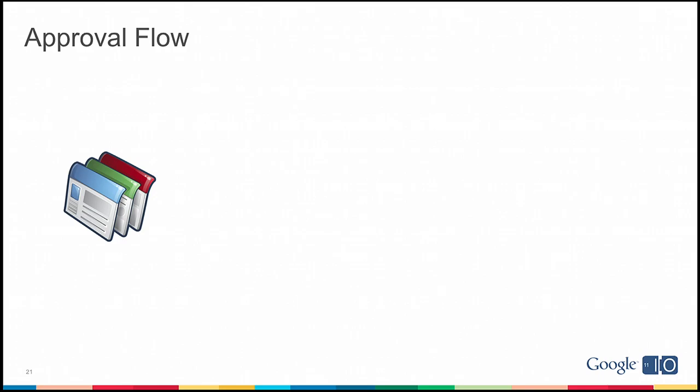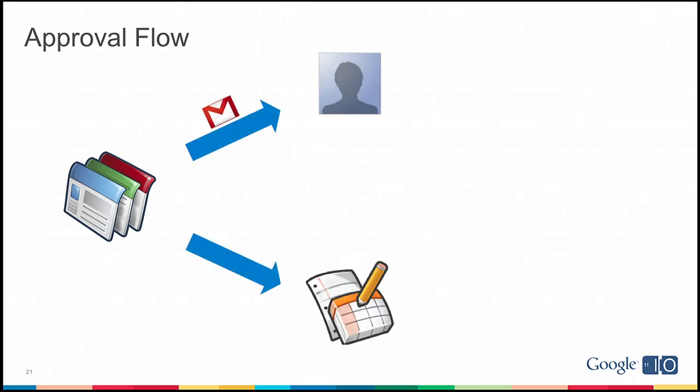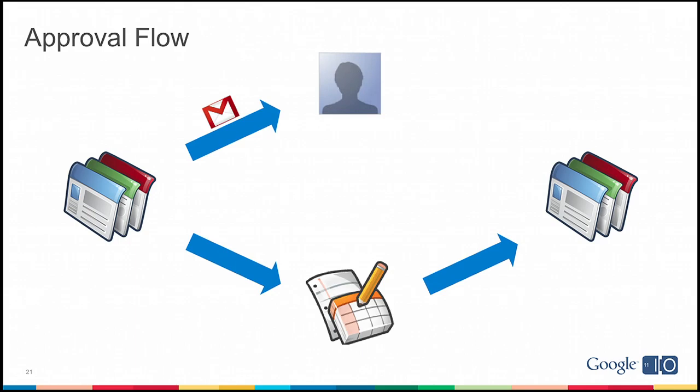So here's the approval flow that I've shown you so far. In the first step, the user goes to the site, either types or pastes their document into the form that we created. When they submit that document, it will send an email to the approver, and it will also send that document to our spreadsheet. From the spreadsheet, we can then publish that document either back to the same site or to a new site.